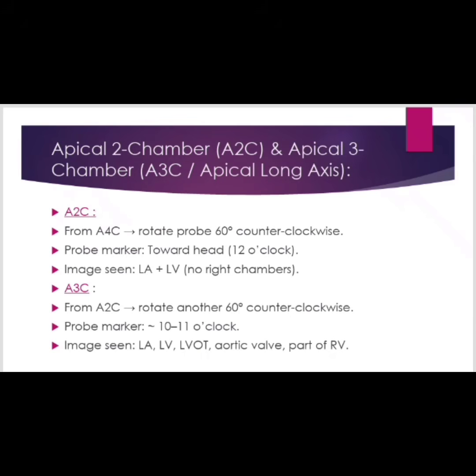Next is the apical 2-chamber and apical 3-chamber view. For A2C, from A4C rotate the probe 60 degrees counterclockwise, marker towards the patient's head, which is around 12 o'clock position. In that you can see LA and LV. For A3C, from A2C, rotate the probe another 60 degrees counterclockwise, marker towards 10 or 11 o'clock position. In that you can see LA, LV, LVOT, aortic valve and part of the RV.